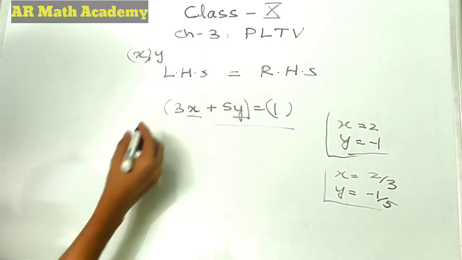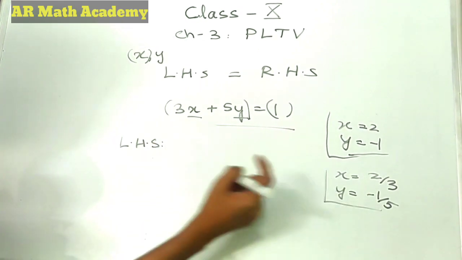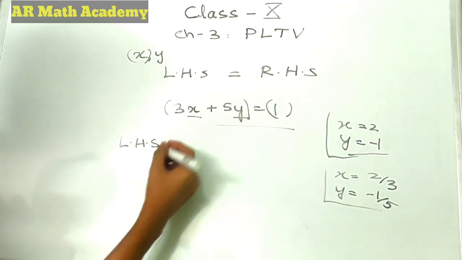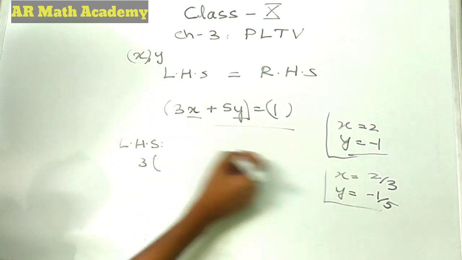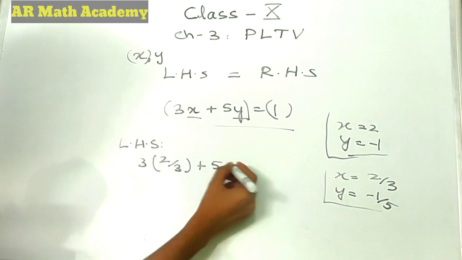Now let us get started. So according to the LHS part, we can simplify it by substituting these corresponding values in this equation. So 3 times, what is x? Our x is 2 by 3, plus 5 times, our y is minus 1 by 5.